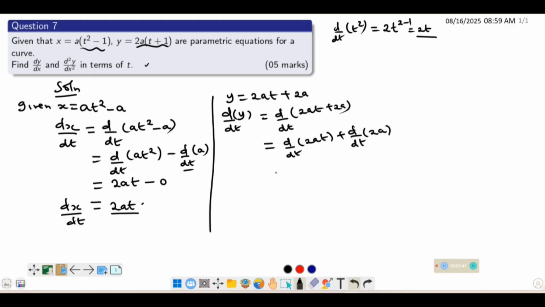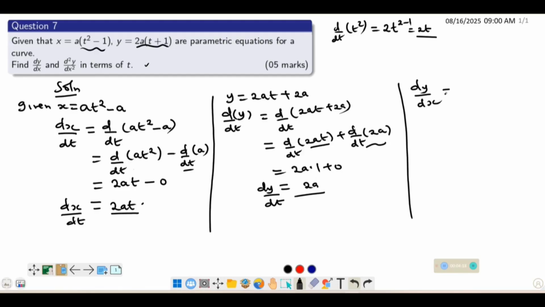When you differentiate this, 2a is a constant, so you are differentiating t with respect to t, and that will be 1. So you will remain with 2a times 1. Then differentiating a constant term gives 0. So this will give us 2a. So this will be your dy/dt. Your dy/dt is that, your dx/dt is that. So how best can we get dy/dx? The dy/dx will be given as dy/dt times dt/dx.